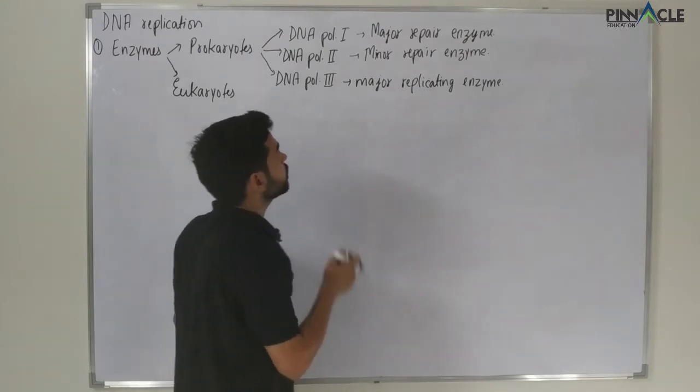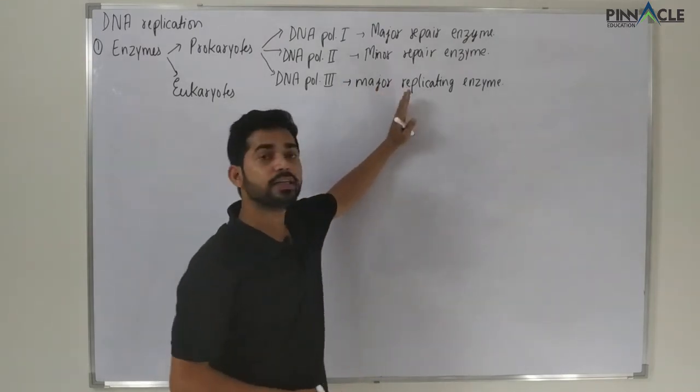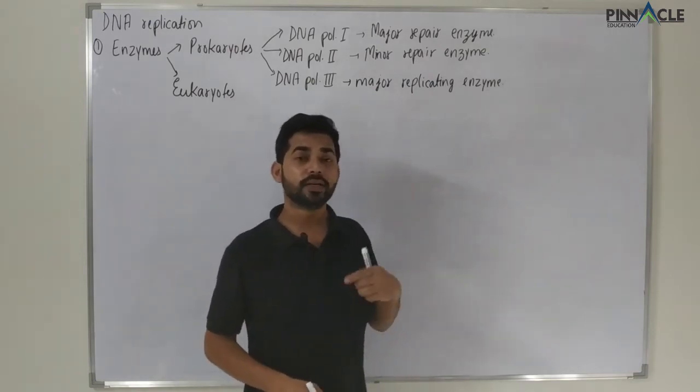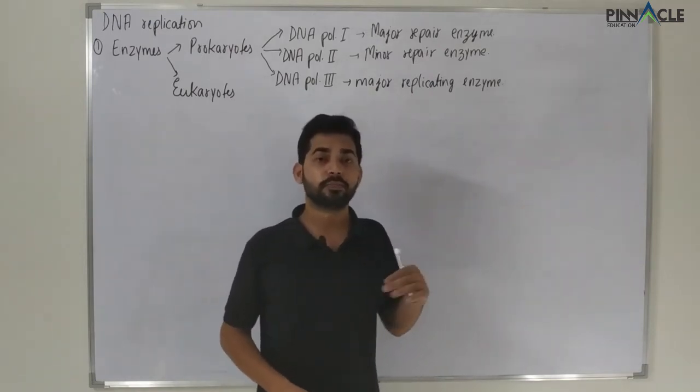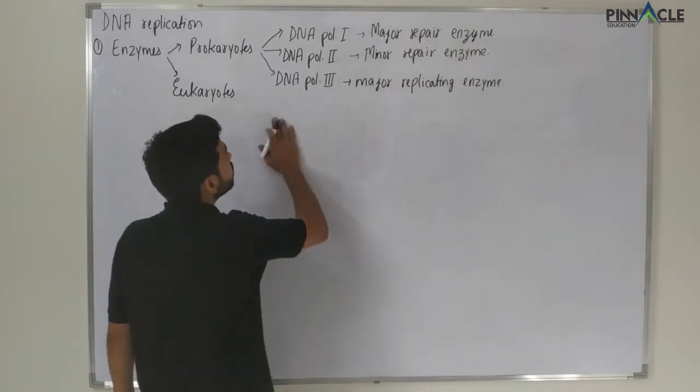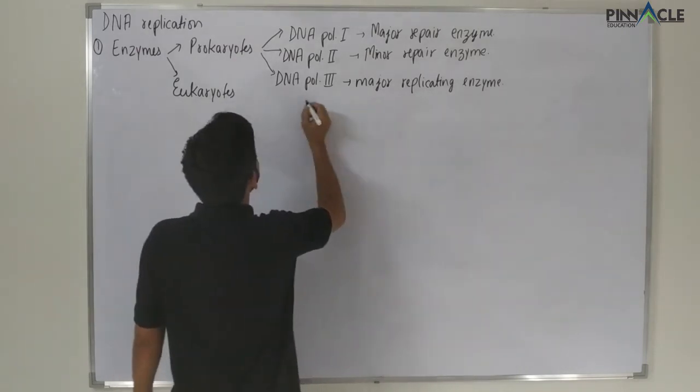Apart from that, all 3 DNA polymerases have the capability to polymerize, that is, cause the replication of DNA, only in the 5' to 3' direction.